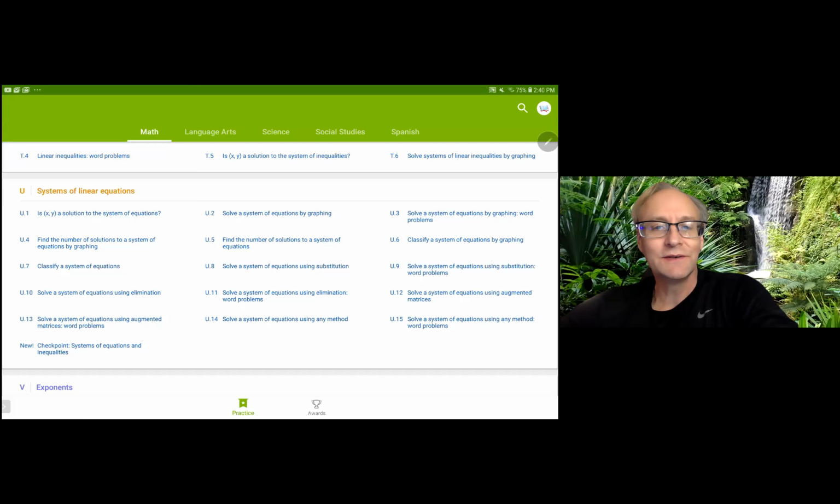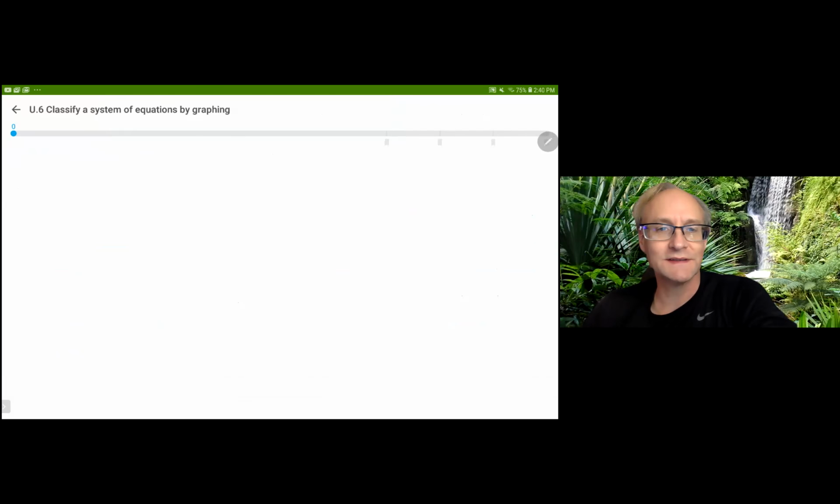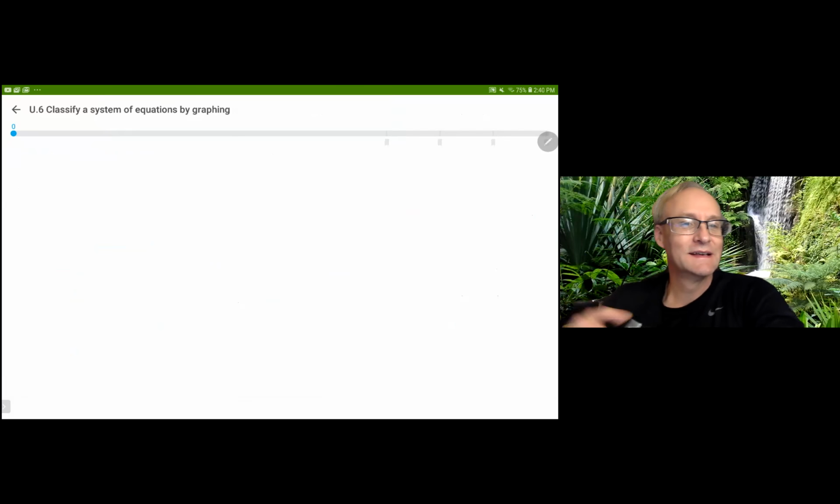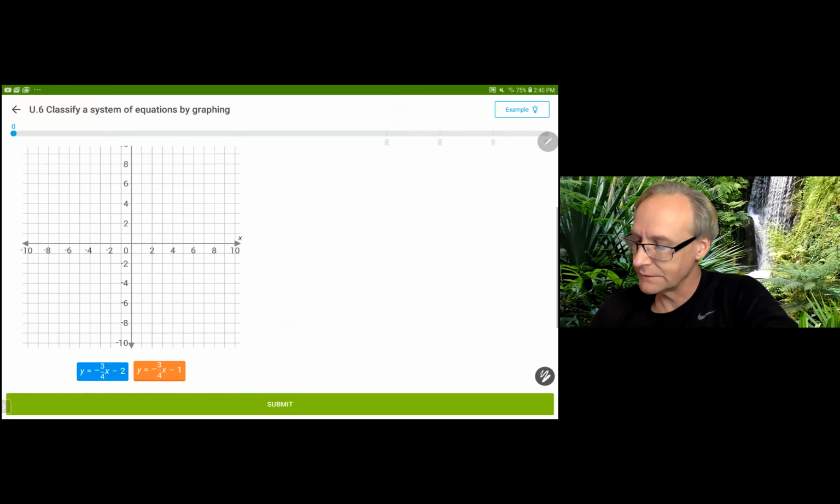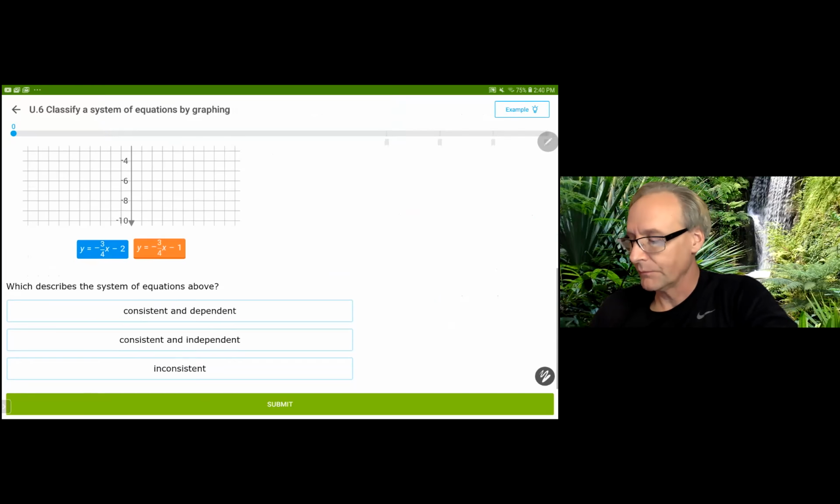Hi, everybody. We're going to do U.6, which is from the U section, Systems of Linear Equations, from Algebra 1 IXL, and it's classify a system of equations by graphing. I didn't preview it, so it's going to be a bit of a surprise. Let's see how it looks. And we're supposed to graph them and click the select points. Oh, okay. Basically, they just want to test your vocabulary more than anything.